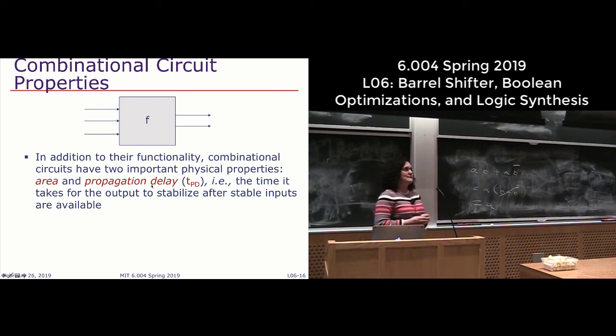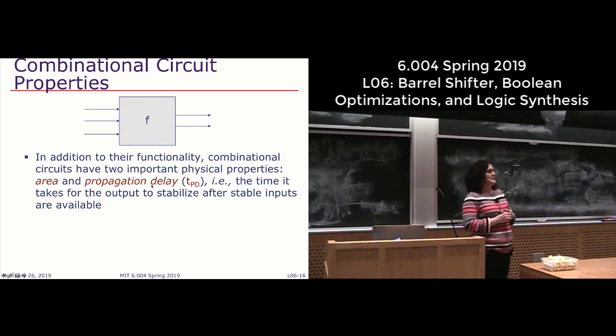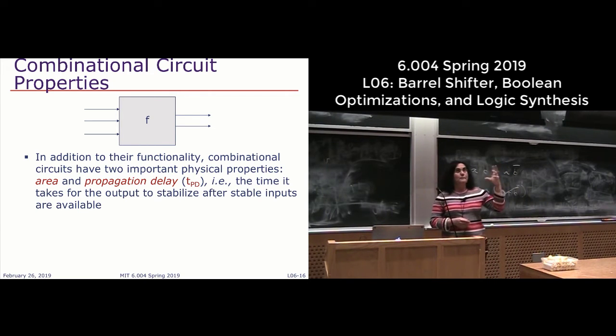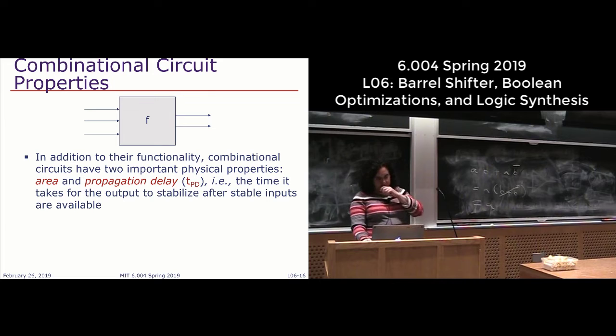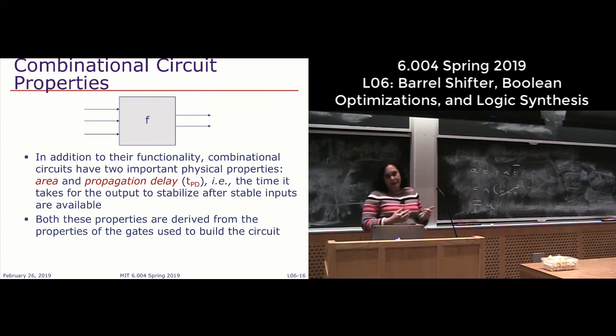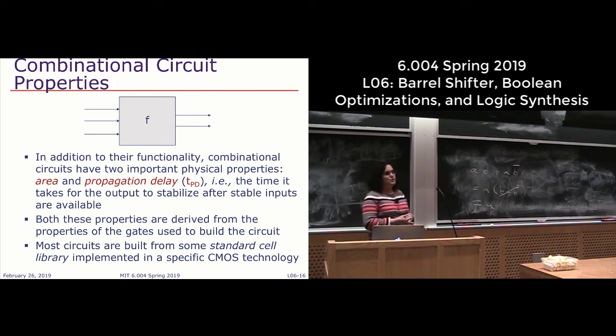And propagation delay is a little more complex. It's basically telling me how long it takes from when I have a valid, or all my inputs are valid, until my output is valid. Okay? And so both of these properties are basically derived from the properties of the gates that we actually use. And so what's going to happen is that we're going to need to take our Boolean expressions, and we're going to need to map it to a particular CMOS, which stands for complementary metal oxide semiconductor. You don't need to worry about that. But it's just a particular technology which has a set of characteristics or details associated with it.